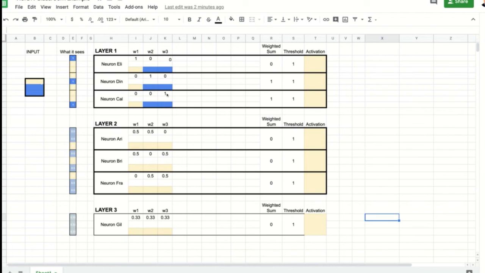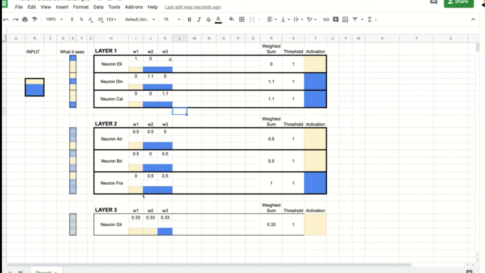Din was paying attention to just this middle one, and that one was actually a 1. So I'm going to increase that weight by 0.1. I'm just going to supplement it a little bit. And then I look down here, and Cal was looking at this last pixel, and that was on, and Cal weighted that with a 1. So I'm going to strengthen that and give it a 0.1 now. And so what I've just done is adjusted the weights in the network.